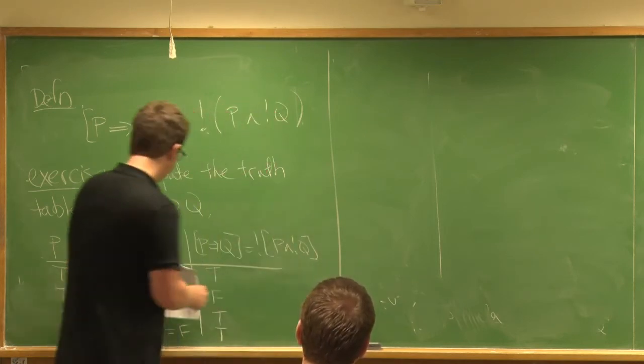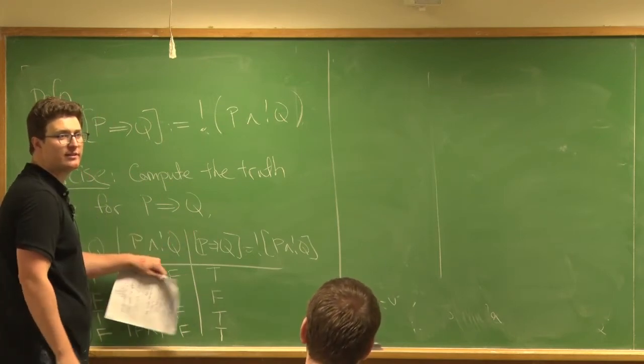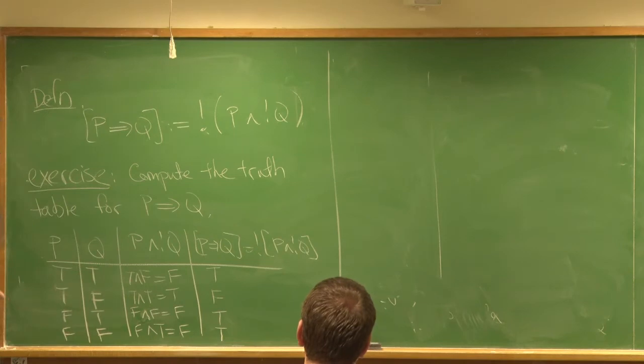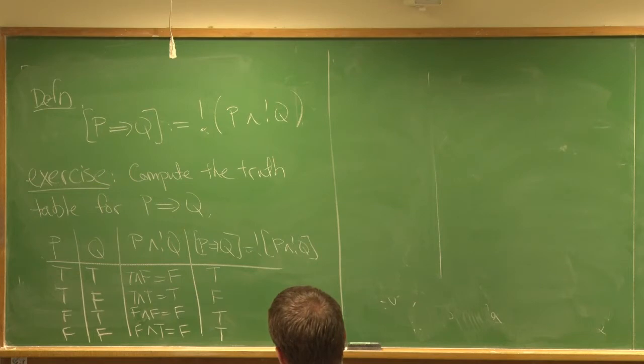Okay, so I did this one first, and then I negated whatever this was. So that's how I did it. This is what I ended up getting. They're all true, right, except for this one, where P is true and Q is false. So that's the name of the game. This is what it is.